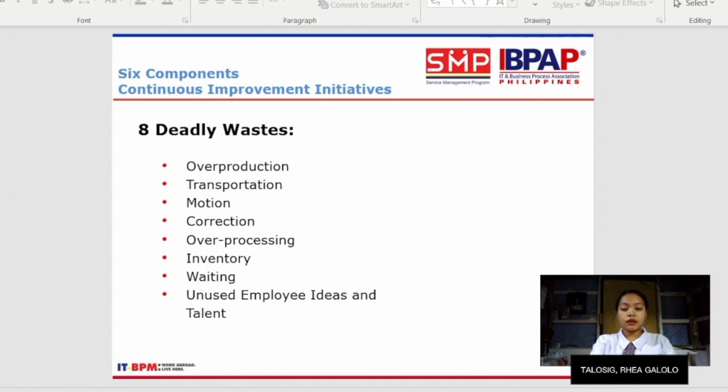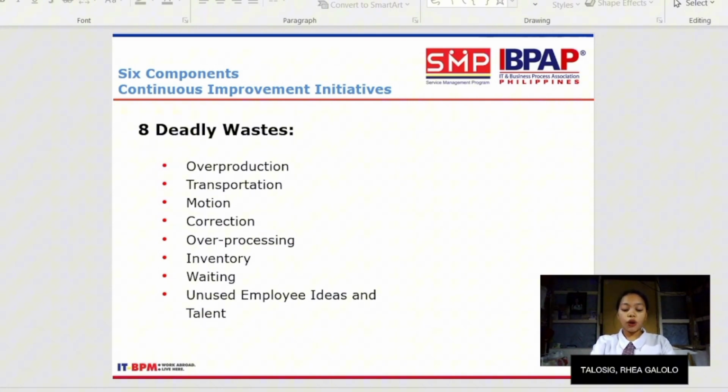Motion. Excess movement by employees or machines that does not add value to the product, service, or process. It is caused by poor process design and controls, lack of standards, workstation congestion, and so on. Next, correction.